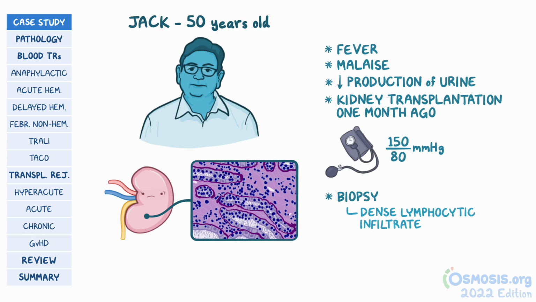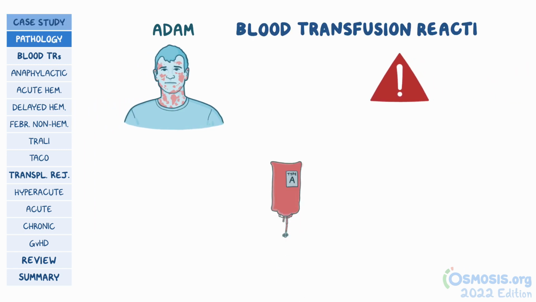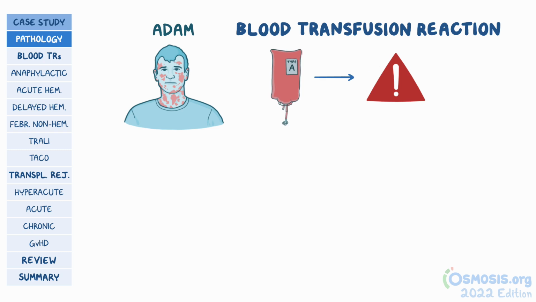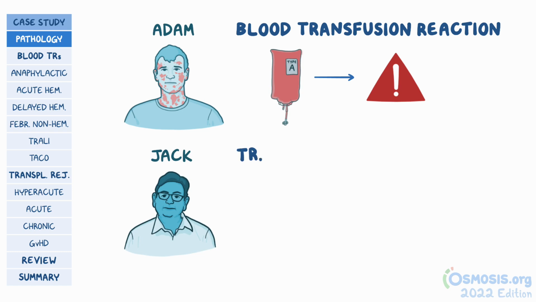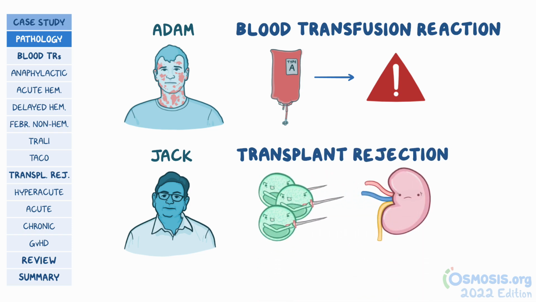Okay, based on the initial presentation, Adam seems to have some form of blood transfusion reaction, which includes any adverse event that occurs following blood transfusion. Jack, on the other hand, seems to be experiencing some form of transplant rejection, which is when the immune system of the recipient attacks the transplanted organ or graft.